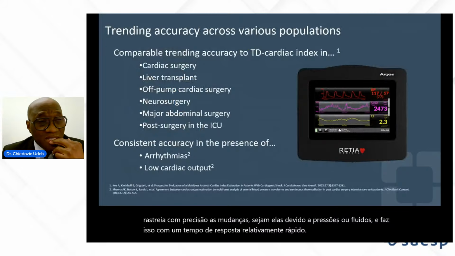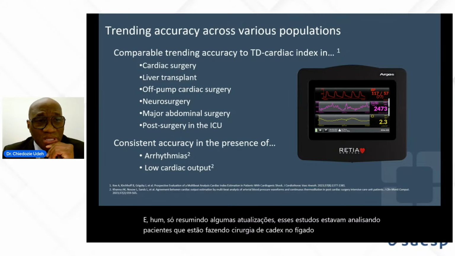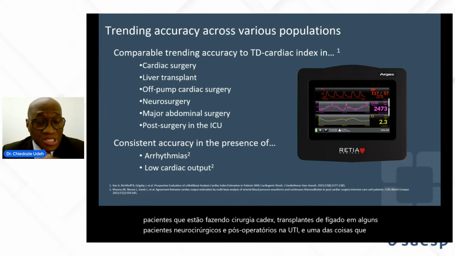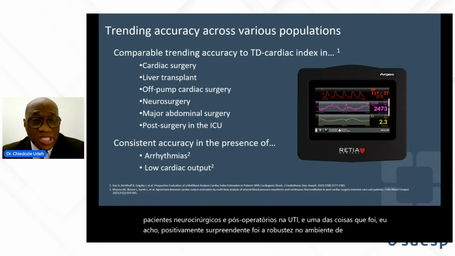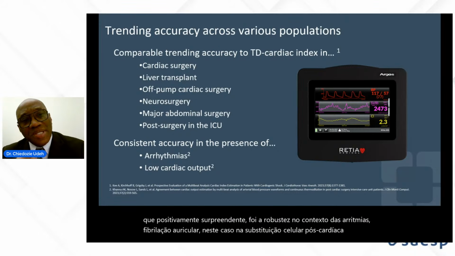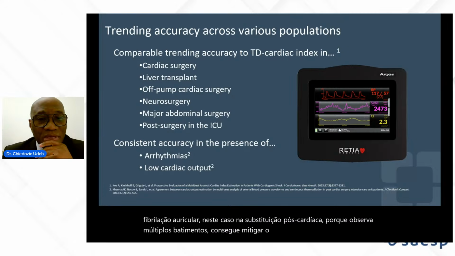And just kind of summarizing some of this. These studies were looking at patients who were having cardiac surgery, liver transplants, some neurosurgical patients, and postoperative in the ICU. And one of the things that was, I guess, positively surprising was the robustness in the setting of arrhythmias, atrial fibrillation, in this case in post-cardiac surgery patients. Because it looks at multiple beats, it's able to mitigate the impact of arrhythmias.